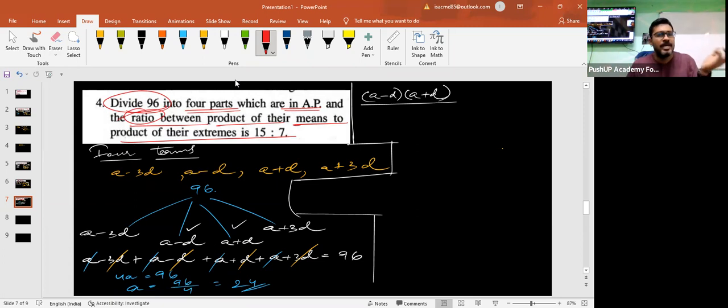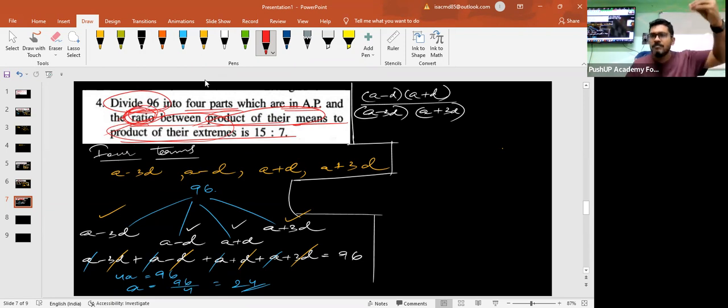When you take the product of their extremes, which are the two extremes here? A minus 3D and A plus 3D, right? So the product of their extremes is A minus 3D into A plus 3D. Now read the question once again, children. They have mentioned the ratio between the product of their means to the product of their extremes. First, you find the product of their means. Then you find the product of their extremes. And then you take the ratio of both of them. Understood?